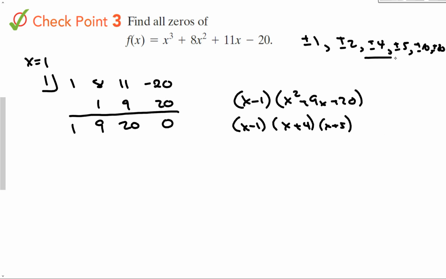And notice that both of those are in my list of rational zeros. So x would equal -5, -4, and 1.